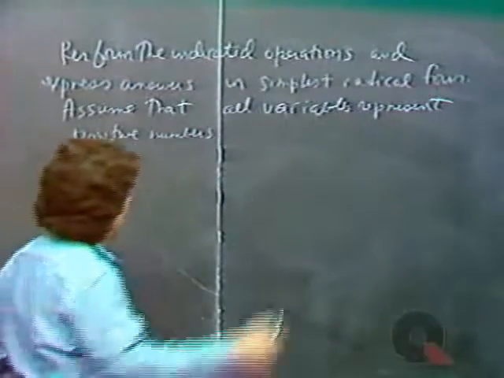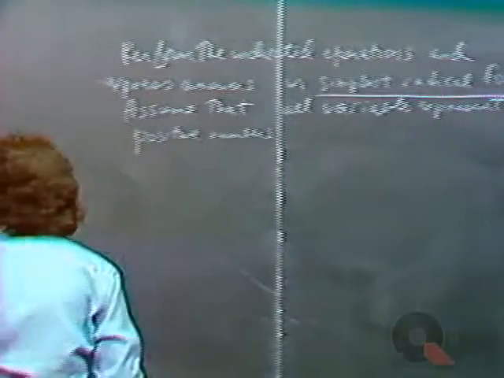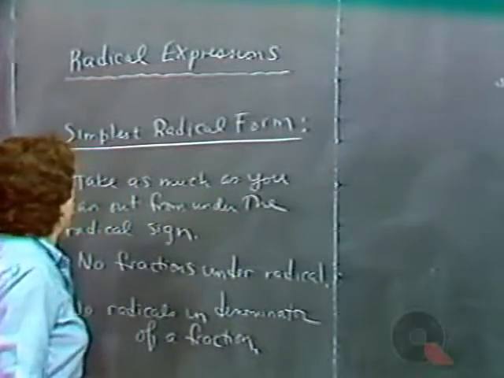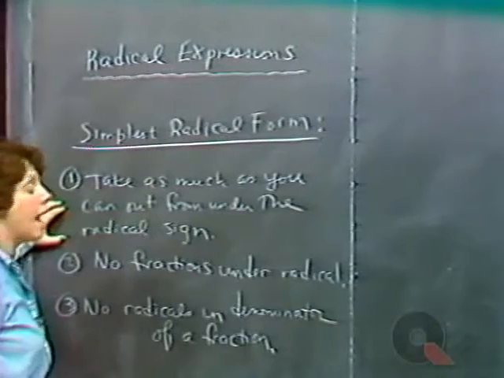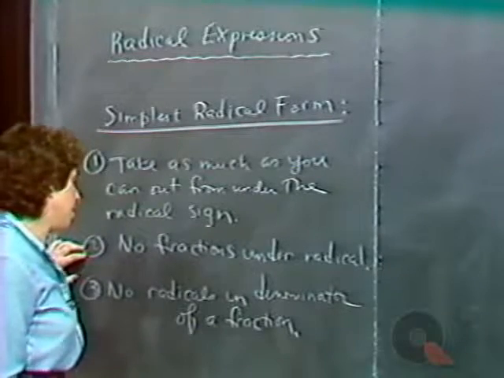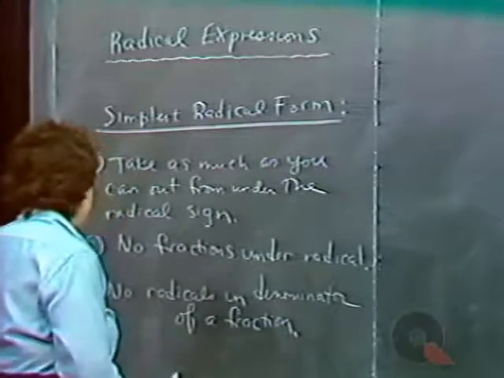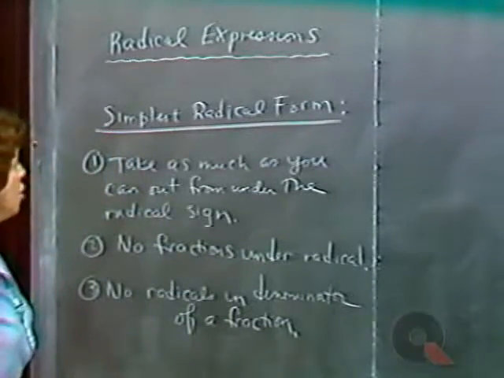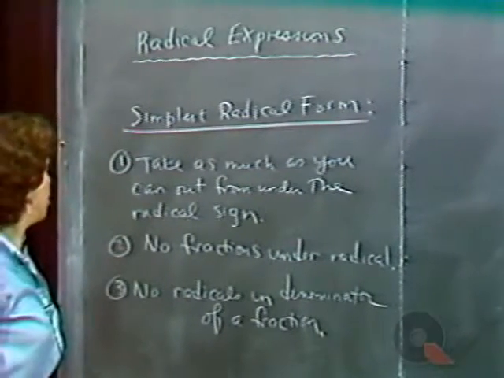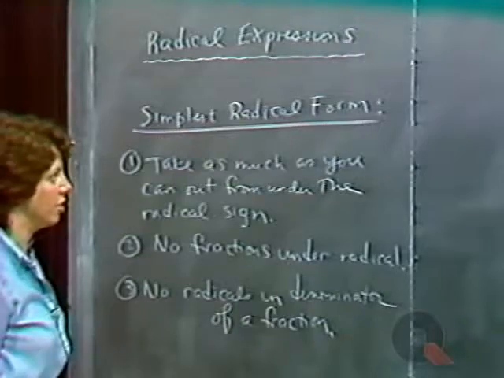Okay, the only term you might have some difficulty with here is simplest radical form, so let's go over that idea. There are three basic properties of simplest radical form. First, you want to take as much as you can out from under the radical sign. You want no fractions left under the radical and no radicals in the denominator of a fraction. So: take as much as you can out from under the radical sign, no fraction under a radical, and no radicals in the denominator of a fraction.